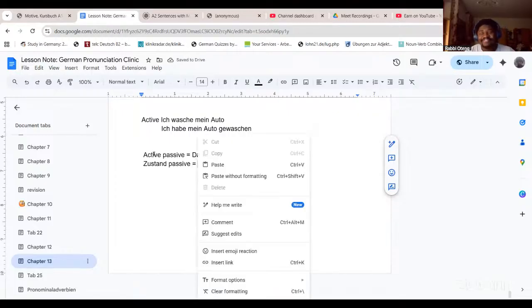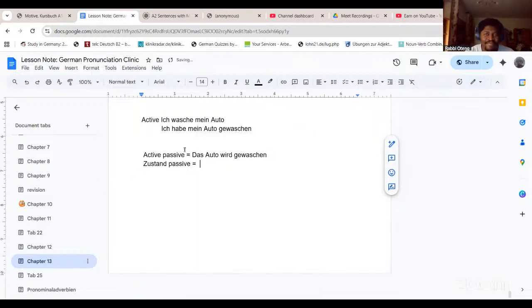A bit confusing because we also have the past tense of the passive, the active passive. So Zustandspassiv is the action is done, the current state. Das Auto ist gewaschen. But then ignore the Zustandspassiv. I think that I met it in B2, so now it's not important.